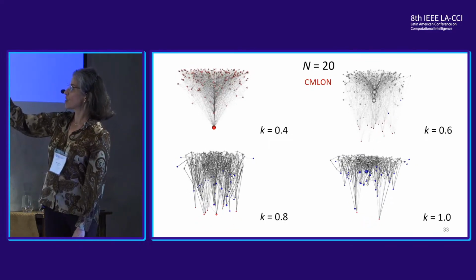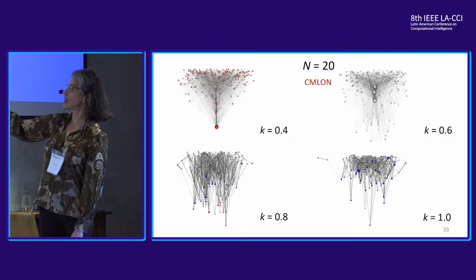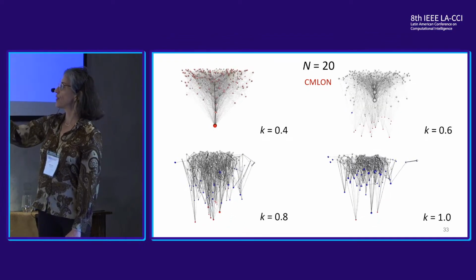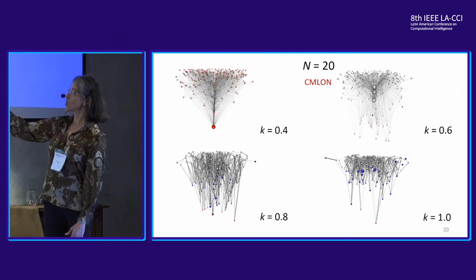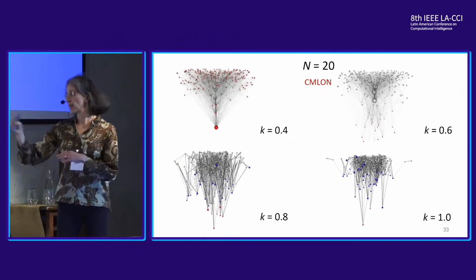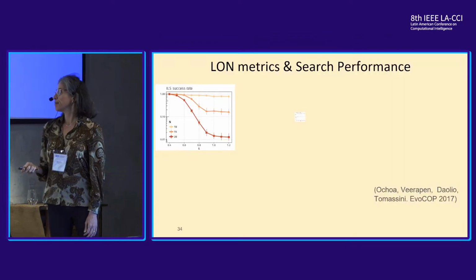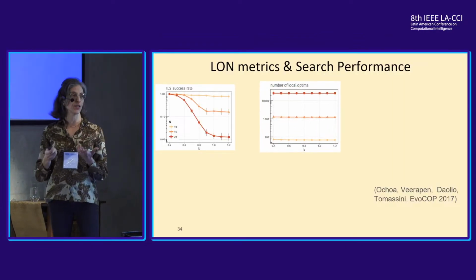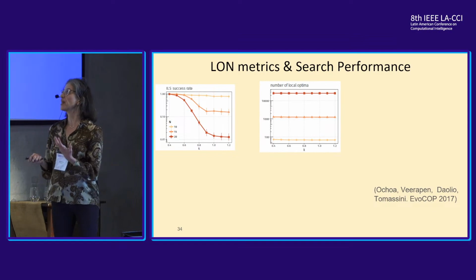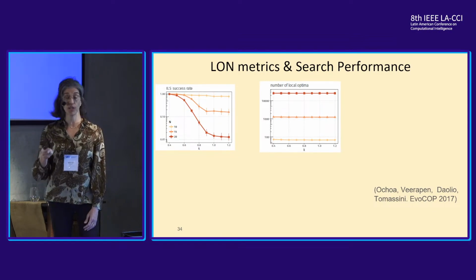As you are increasing the value of k, these suboptimal sinks start to appear. So you can get trapped in this blue and not find the global optima. So we found a feature of the landscape that really can help predict the search difficulty.